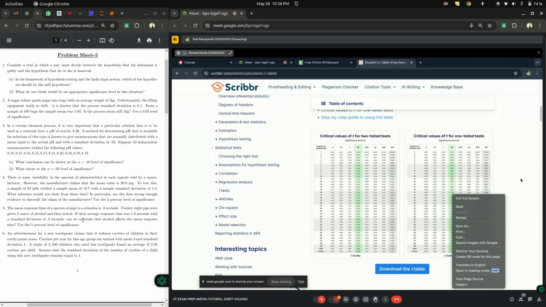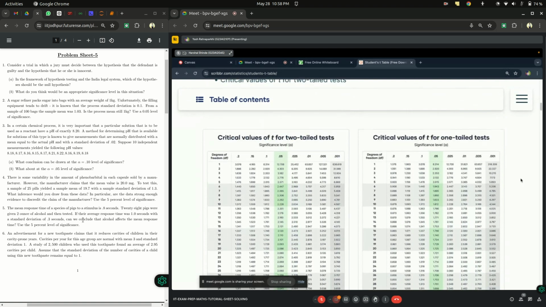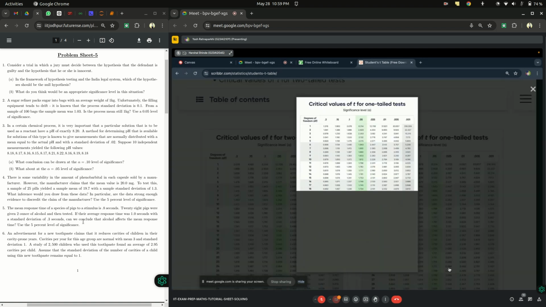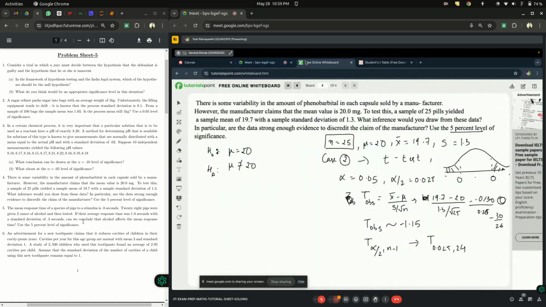Okay, let's find it out. So for 0.025, at this point I'll be going for 24, right? So what is it? 0.206, 2.064. Are you able to get it? This point, are you able to get it? 2.064. Yes. Perfect.